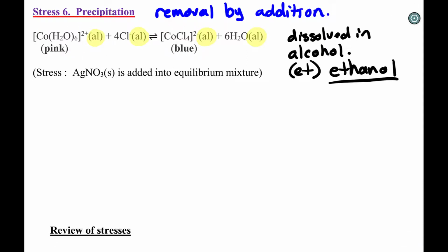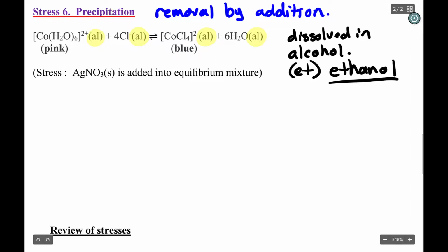This is a very common question. So the question may say something like this: when a solution of sodium chloride is added to the solution, what color will the system turn? Sodium chloride increases chloride, so I shift towards the blue side. The solution would become more blue. Let's look at our stress. It will cause a shift, which will cause a color change.